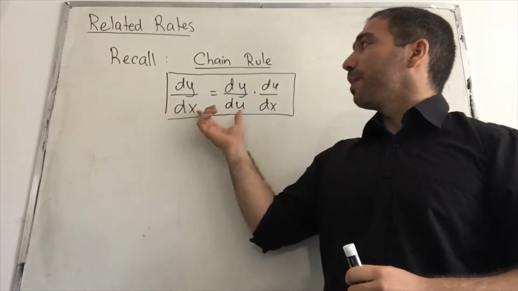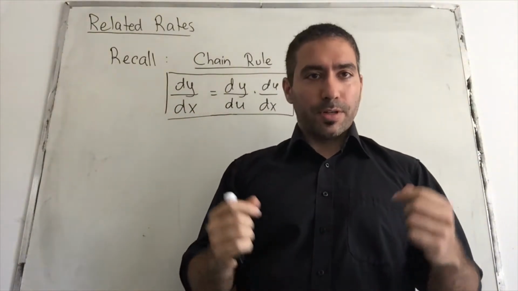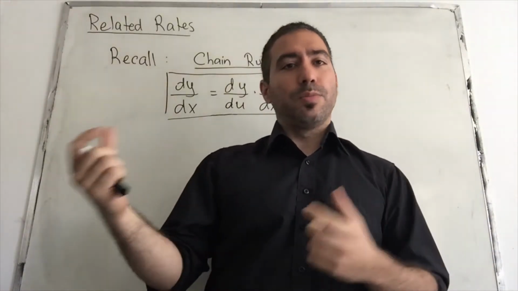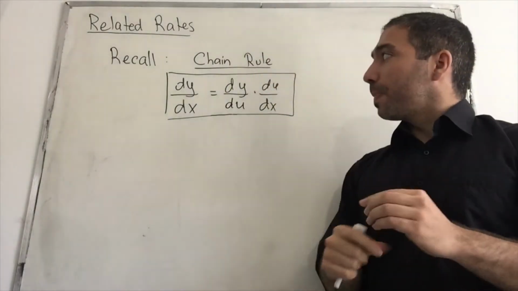We're introducing a new parameter. The new parameter that we're going to introduce for related rate problems is the parameter time, t. So we want to know what happens as things move and change with respect to time. So this is our goal.